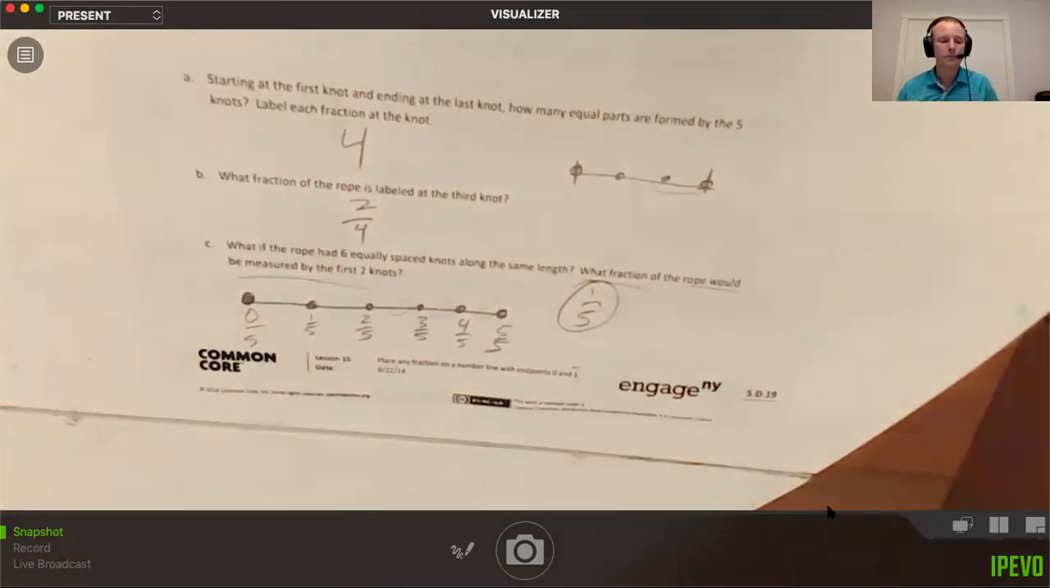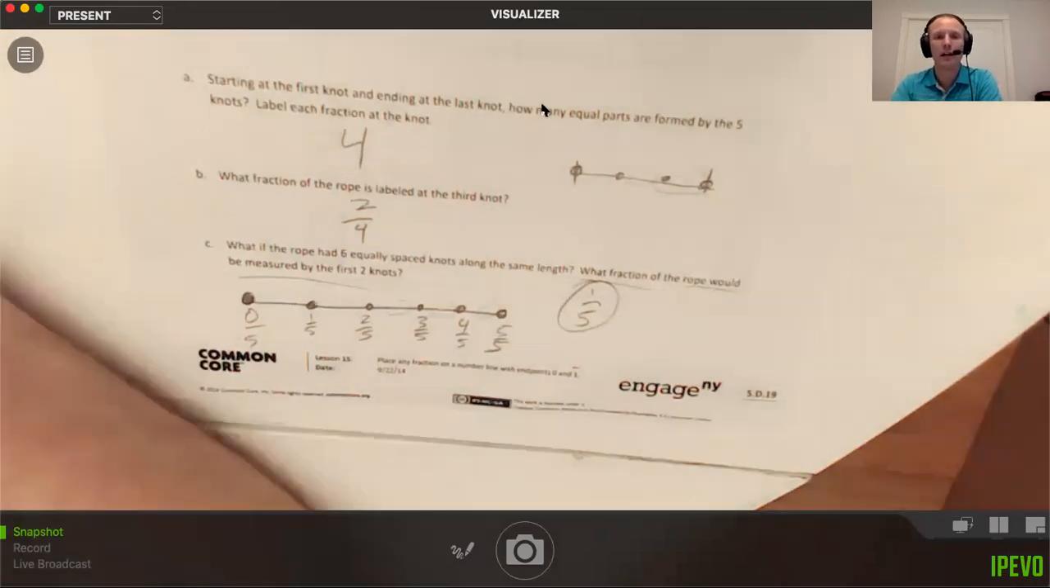Good job with this. I know, again, this is a step up in complexity from what we've been doing. I encourage you to ask questions if you have them, and we'll continue going over this. We continue this work with putting fractions on a number line for a while. So keep at it, keep asking questions, and we will get there as a class. Good job.